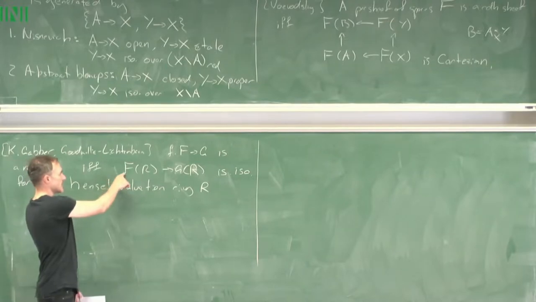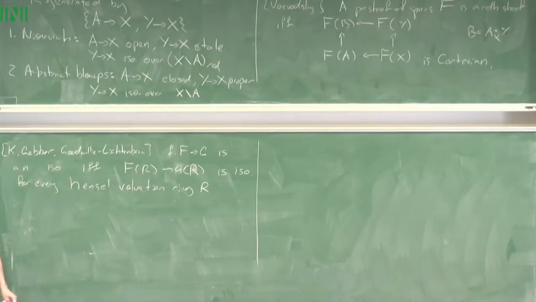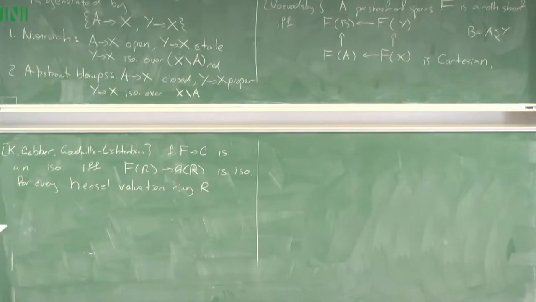It's the left Kan extension evaluated on Spec R. So it's a colimit over all factorizations of Spec R to X to S through things of finite type, so all neighborhoods of this local ring.